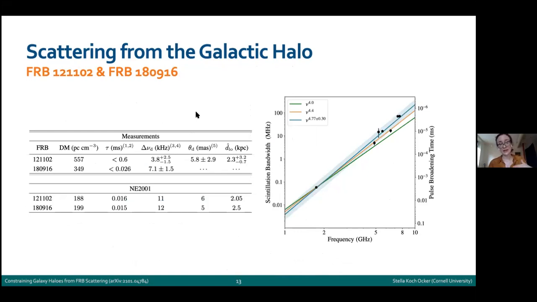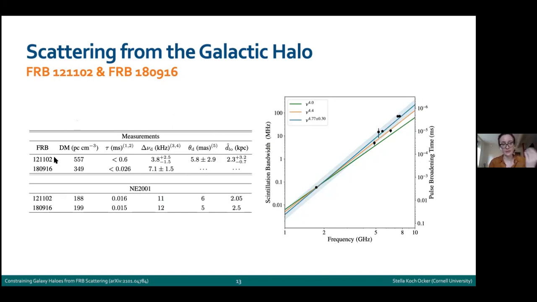So we next look at the scattering measurements of two FRBs, 121102 and 180916. So why these two FRBs? Well, the main reason is that they arguably have the most comprehensive and precise array of scattering measurements currently available. And so these scattering measurements are shown in this table down here.